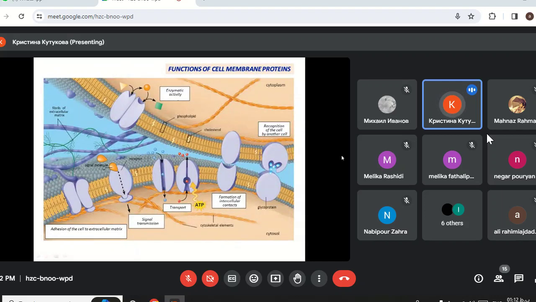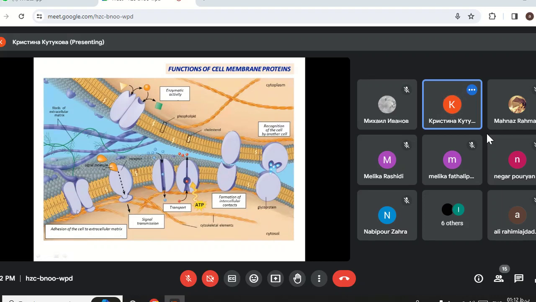Here you can see the functions of some cell membrane proteins. These are integral proteins. It means that they are inserted inside the bilipid layer of the membrane. Here actually you can see parts of two cells. One of them is here, second is here, and some extracellular matrix between them. So what can we see here? One of the functions of the membrane proteins is adhesion of the cell to extracellular matrix.